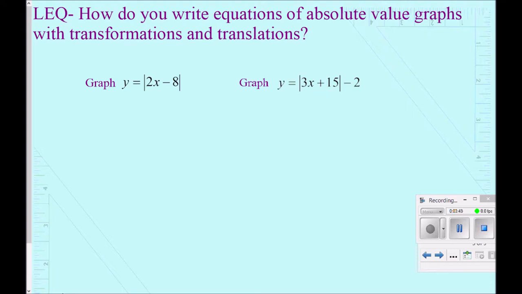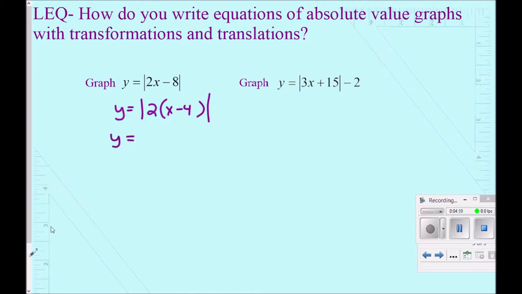So what we need to do first before we start graphing is we need to get this to have just a 1x inside the absolute value. So the only way that I'm going to do that is by factoring the 2 out. And when I factor out a 2, I'm left with x minus 4. And then I end my absolute value.